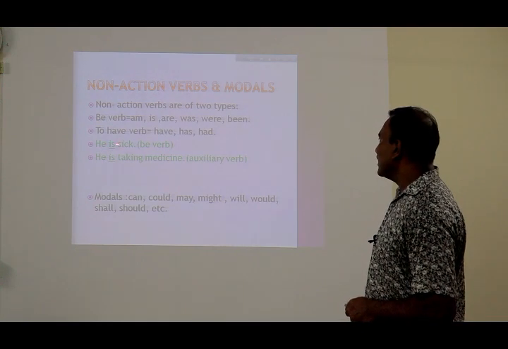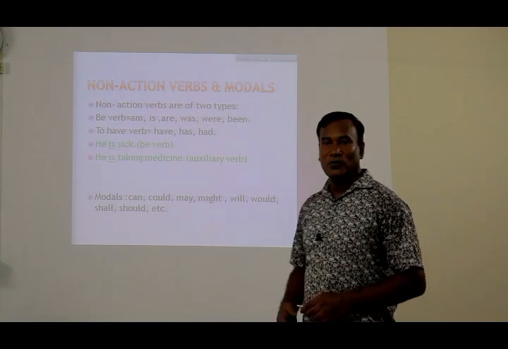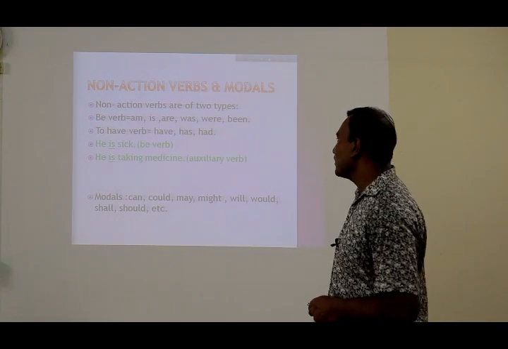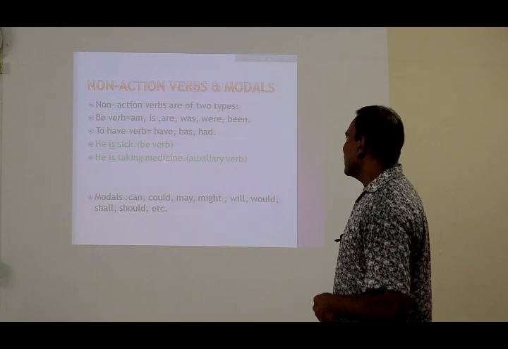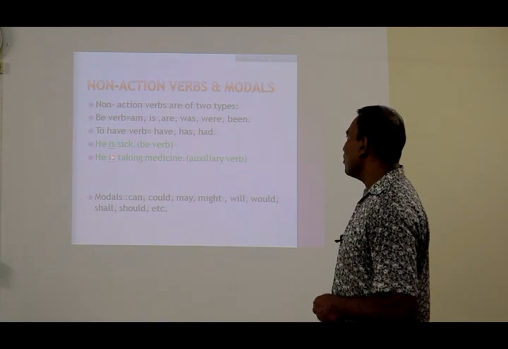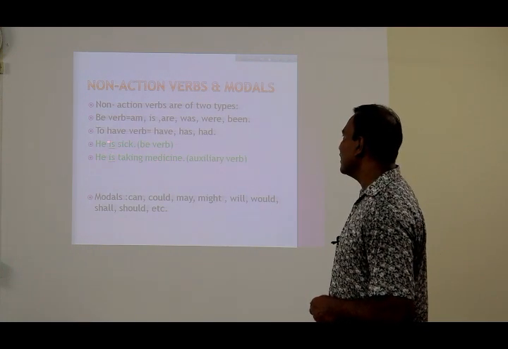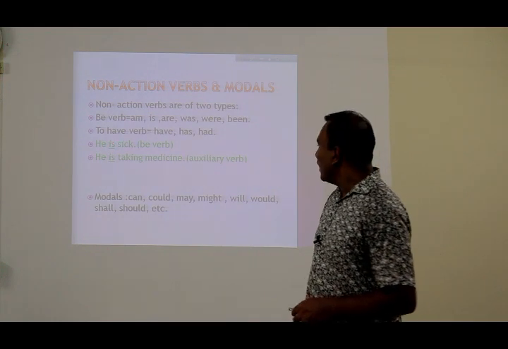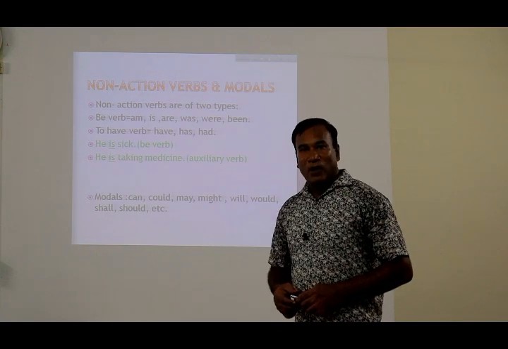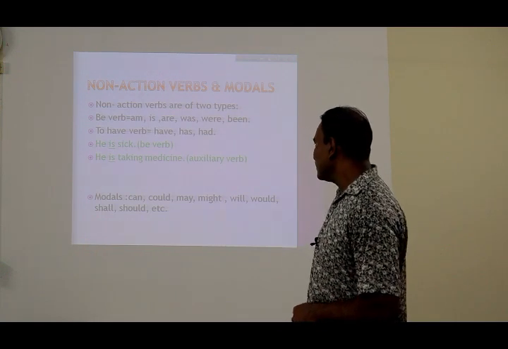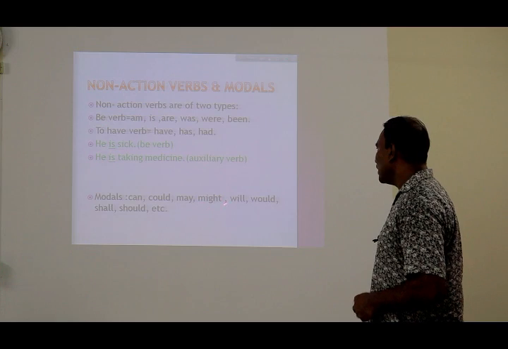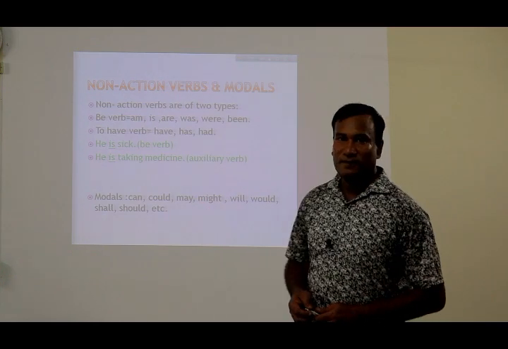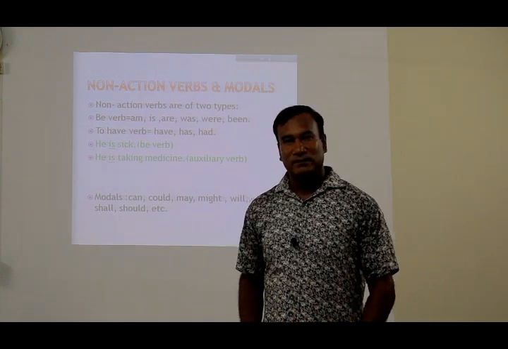She অসুস্থ, he is sick. সে হয় অসুস্থ. In Bangla, "is" is not mentioned. He is taking medicine. Here "is" is an auxiliary verb, but in "he is sick", here "is" is be verb. Another type of verb is modals. Can, could, may, might, will, would, shall, should are modals.